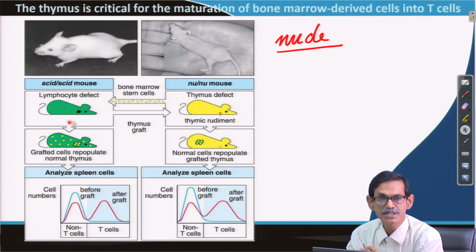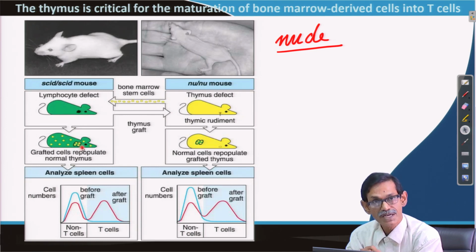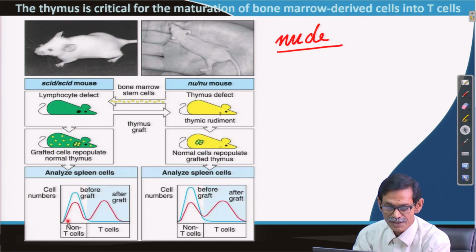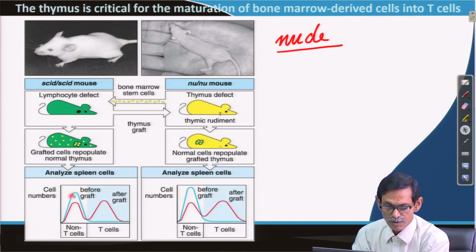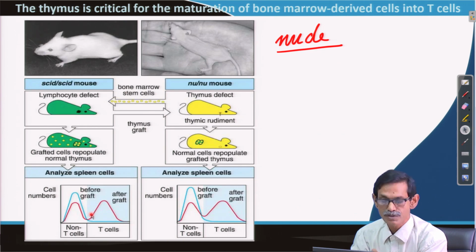A mouse which is defective in lymphocyte production, but thymus is active, if you transfer the lymphocyte then also T cell can be produced. How do they measure? They measure by the flow cytometric analysis that we discussed when we were discussing the different techniques. So, you see, the blue line is before graft. When you transplant the bone marrow cells, before that is the blue line, and they measure T cells.